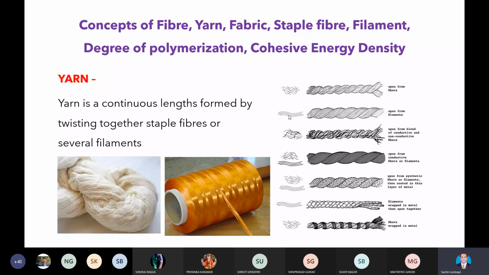And next, that is nothing but from the filament. Whatever these filaments are there, we have to spin them, means we have to give the twist. And after the twisting, we are going to get the yarn over here.